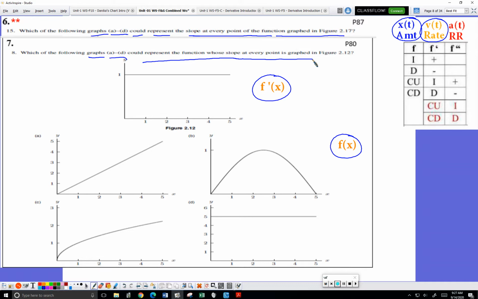Okay. Is that your question? Yeah. 2 points. The AP wording is usually much more straightforward, honestly. This one's a little weird.